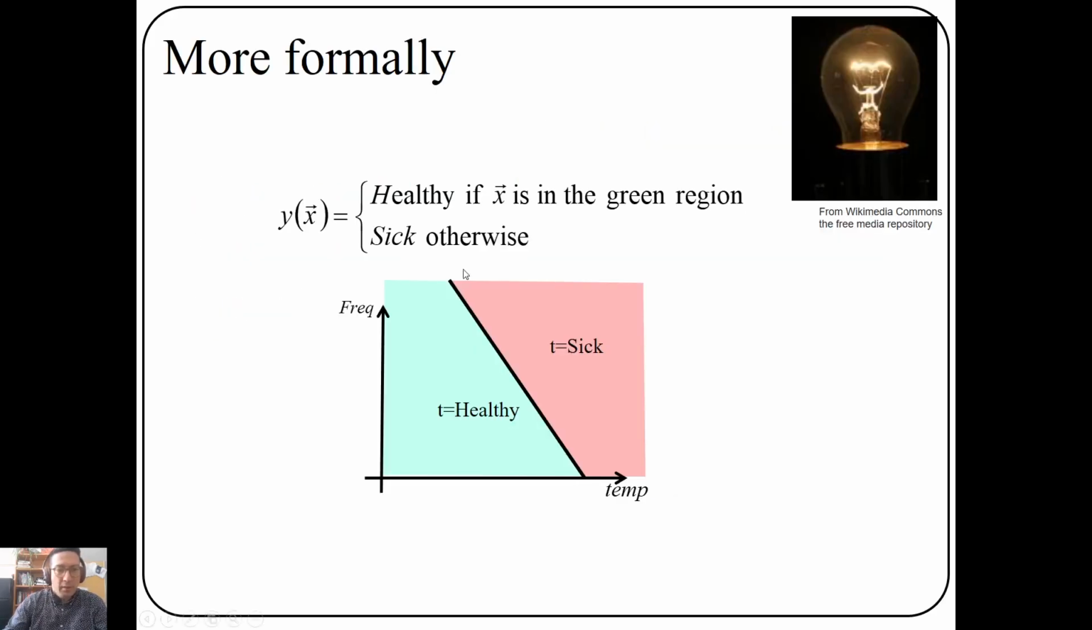Now, as I said, this is the equation of a line, and the equation of a line doesn't seem to be too complicated. But how do we relate the equation of this line to a classification function y that can return either healthy or sick?